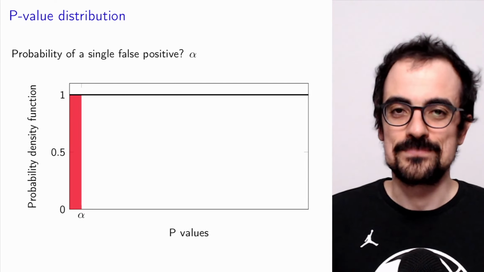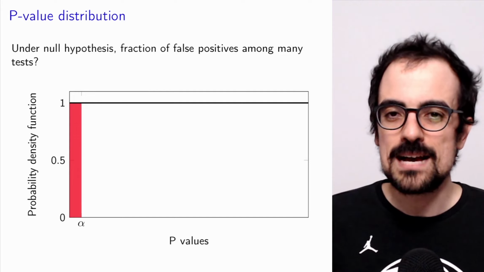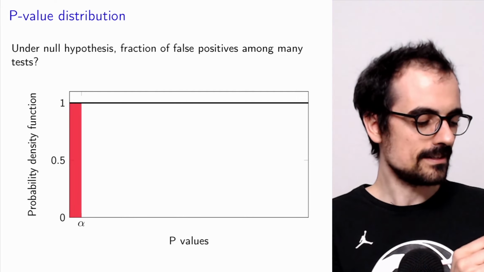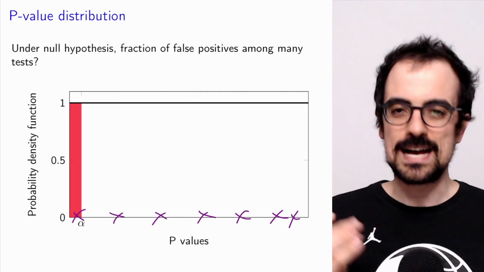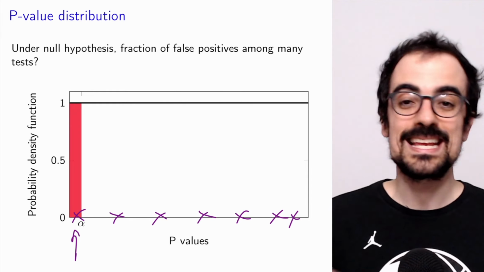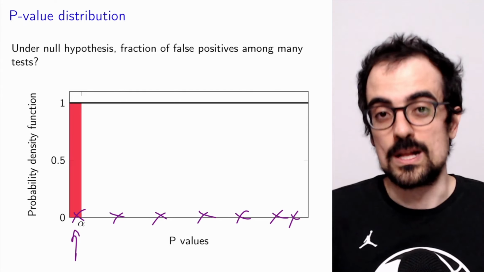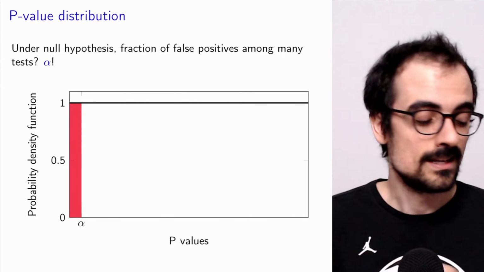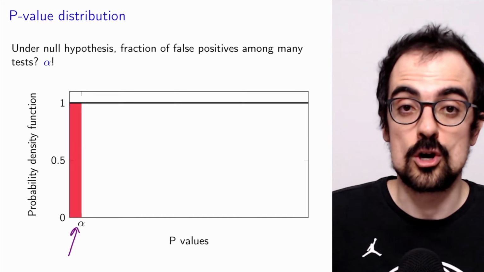This is great until we perform many, many tests. What happens when we perform many, many tests? Well, then these tests fall in the unit interval. How many of them, when we have many, many independent tests, are going to fall here just by chance, even if the null hypothesis holds for all the tests? Well, alpha, right? If alpha is 5%, then 5% of them are going to randomly end up here, even if the null hypothesis holds for all of them.